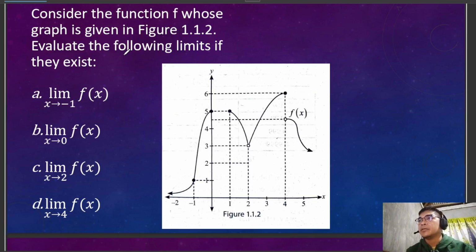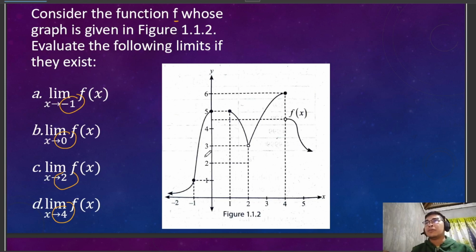Okay. So consider the function f. As observed from A, B, C, and D, we have only unique f of x values. For letter A it is -1, for B we have 0, C is 2, and D is 4. This is our graph. Okay? So this is what we will discuss.